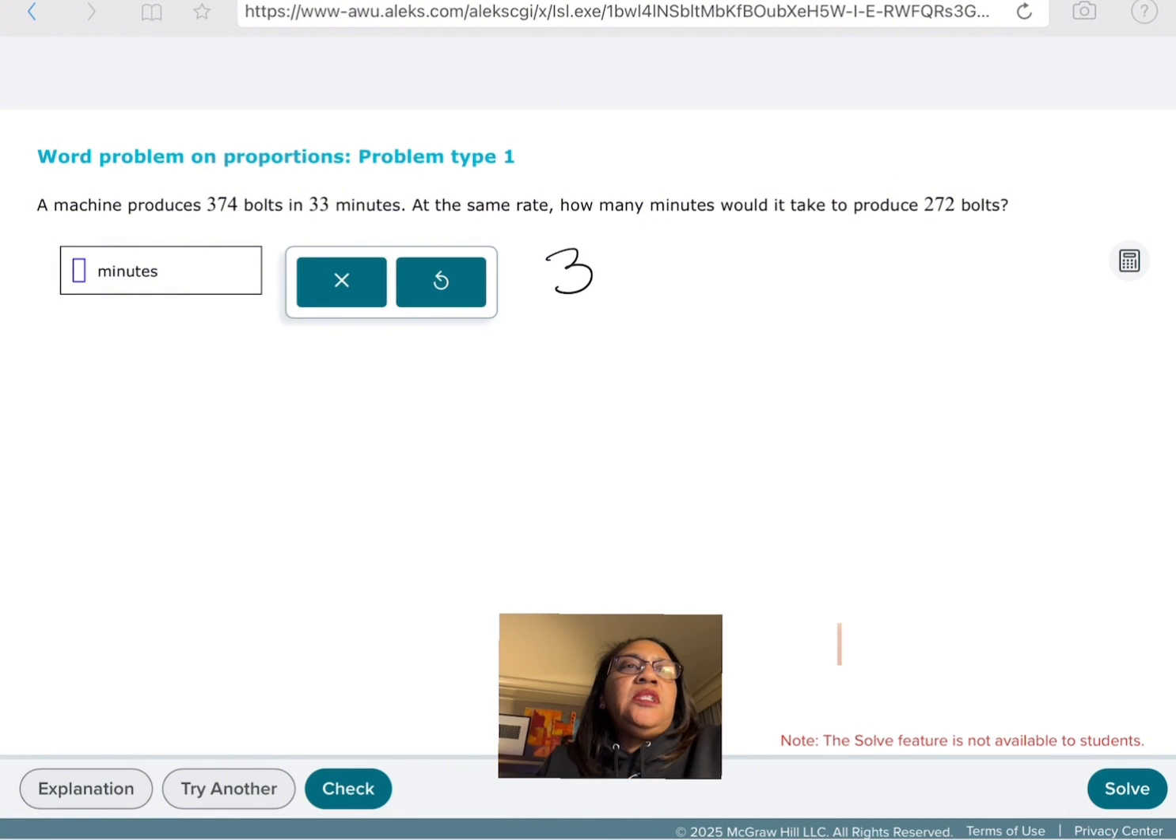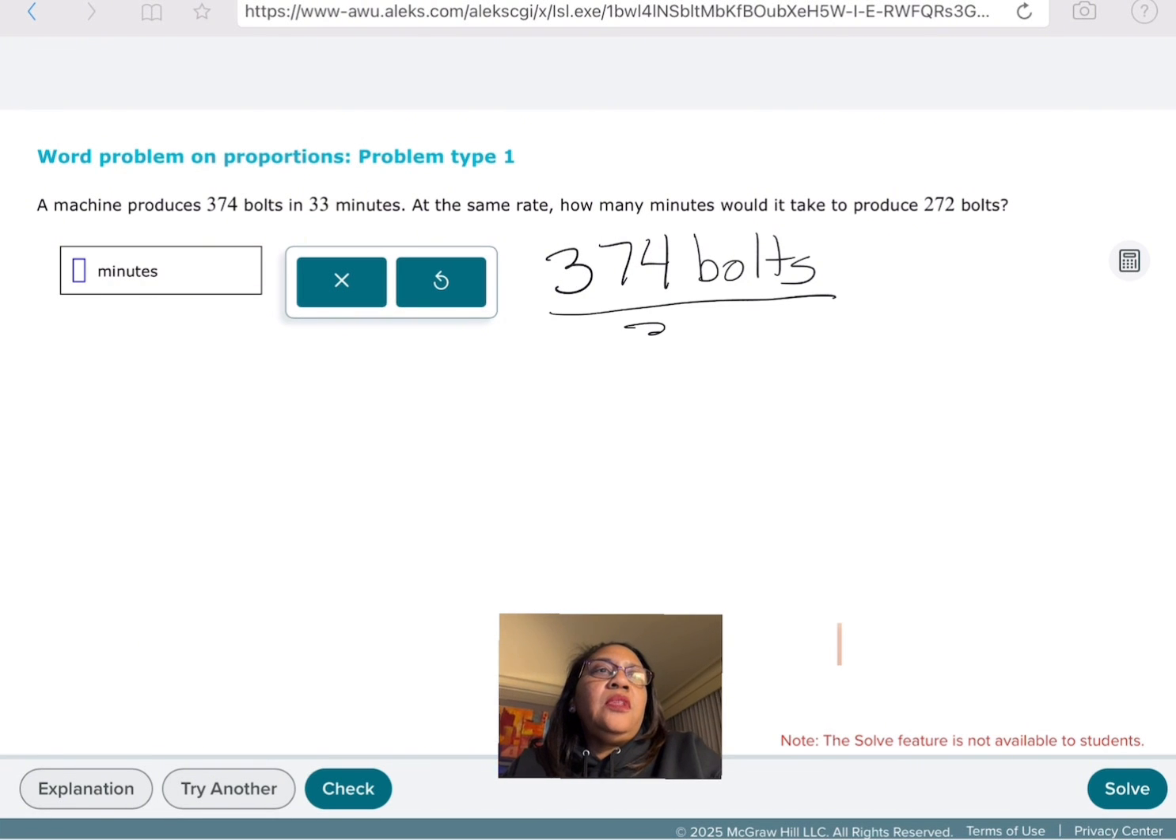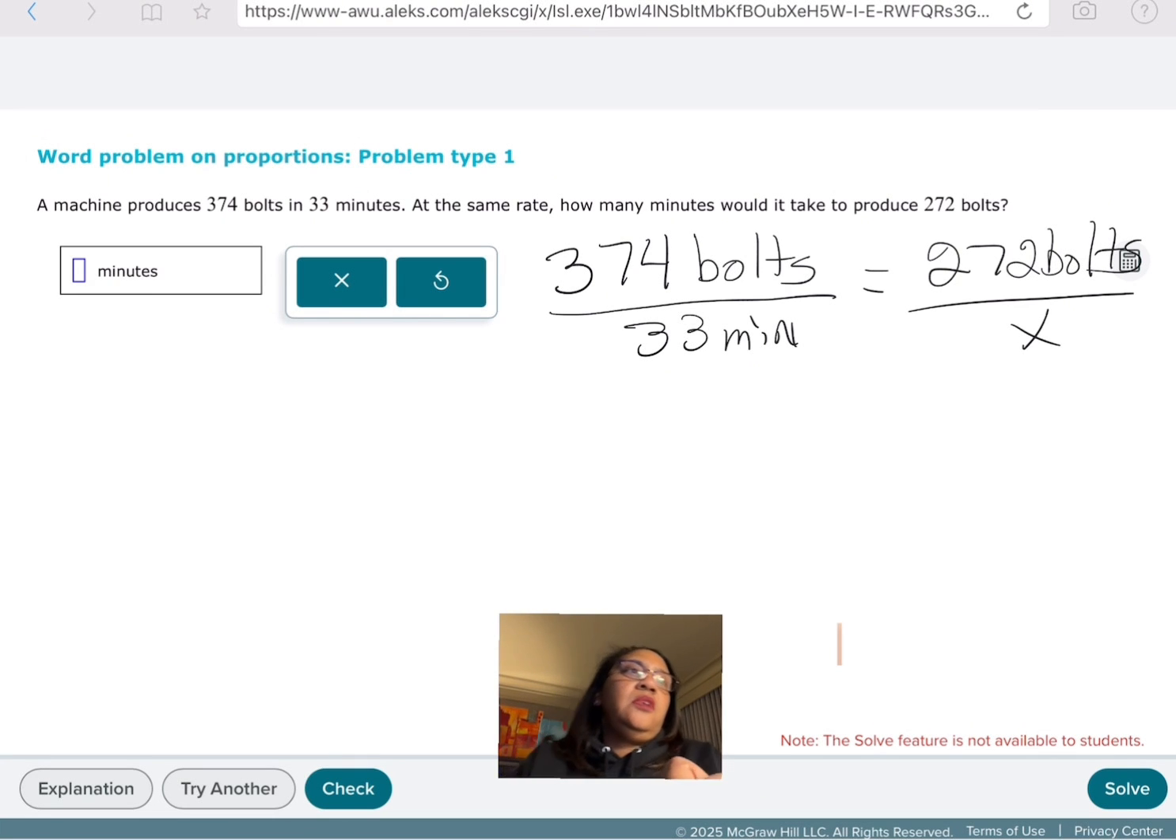So 374 bolts over 33, and I'm just going to write min, is equal to 272 bolts over x minutes. All right, and so we cross multiply. So I'm going to multiply x there and 33 there.